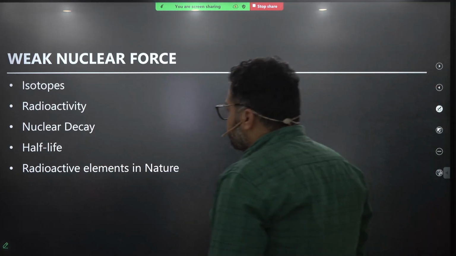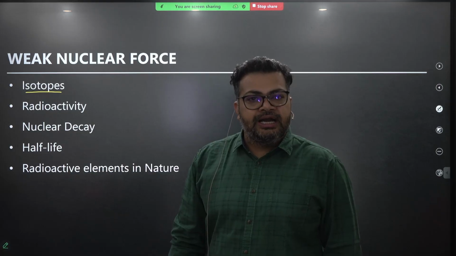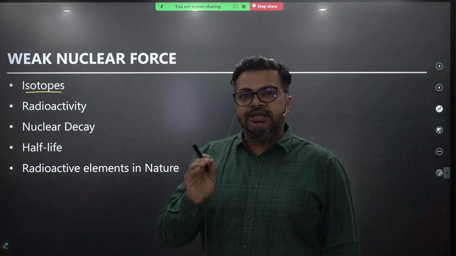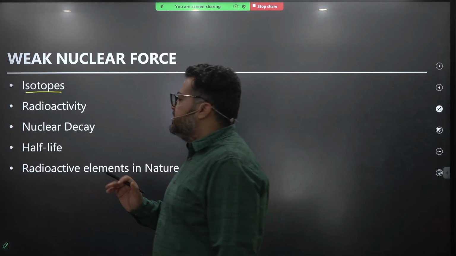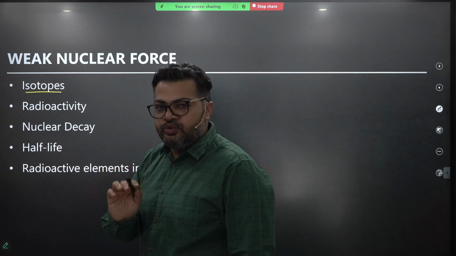You guys can see the term here. It says isotopes. Now what is the meaning of the word isotope? Isotope is a very commonly used word in chemistry. It means those elements. Isotopes, you can write it down if you do not know this.